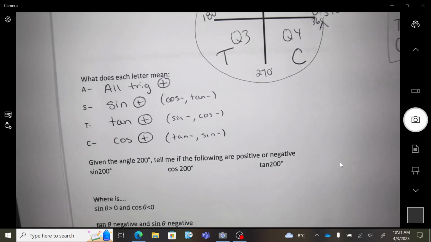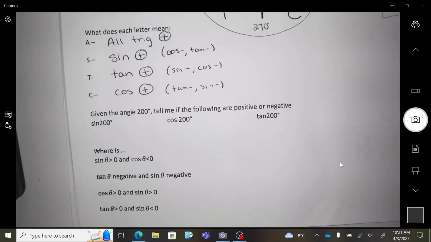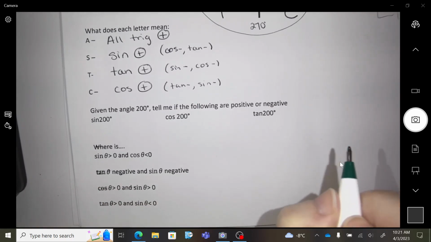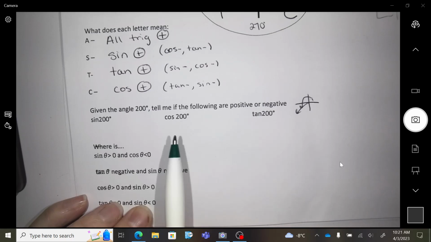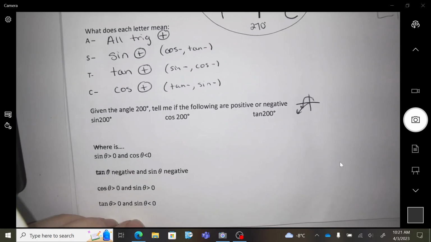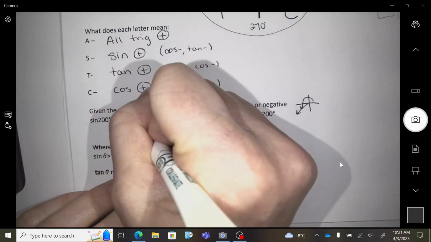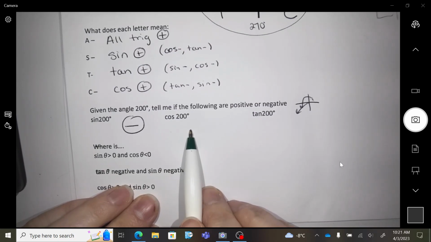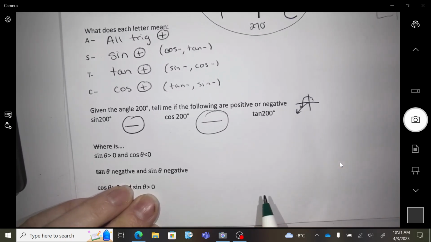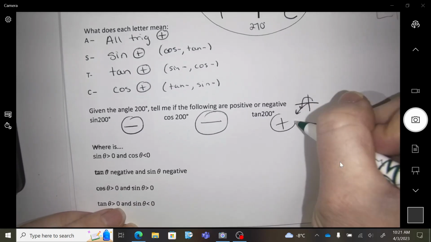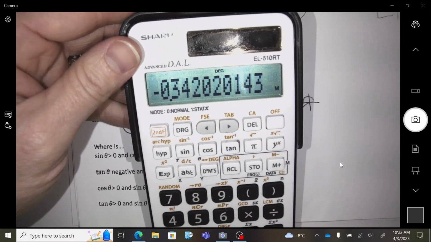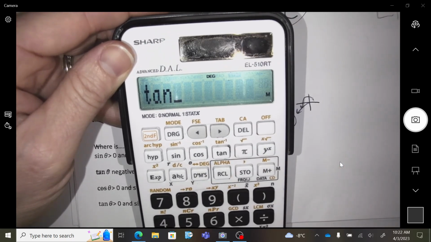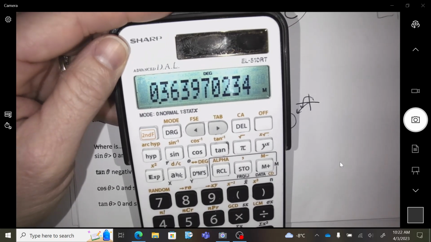So, if I asked you this, 200 degrees, do you know which quadrant you are in if you're 200 degrees? You're in quadrant 3. Okay? Without your calculator, the sine of 200, would it be positive or negative? Negative. The cos of 200, what would it be, positive or negative? Negative. The tan of 200 would be positive. Okay, and I'm going to try it. The sine of 200, negative. Cos of 200, negative. Tan of 200, positive. Our prediction was right.